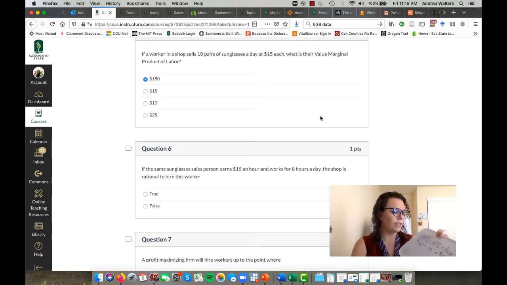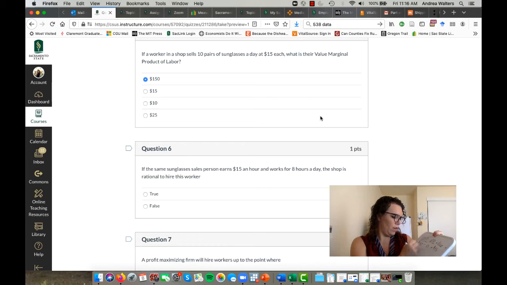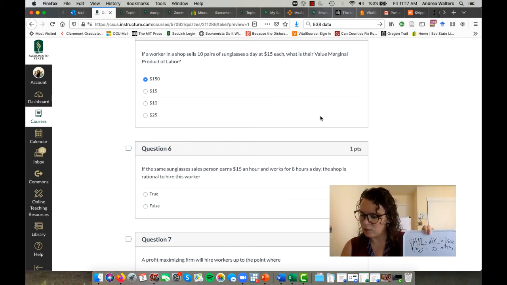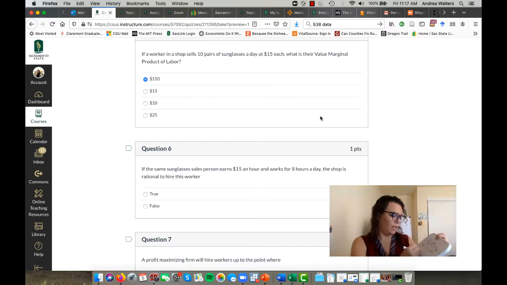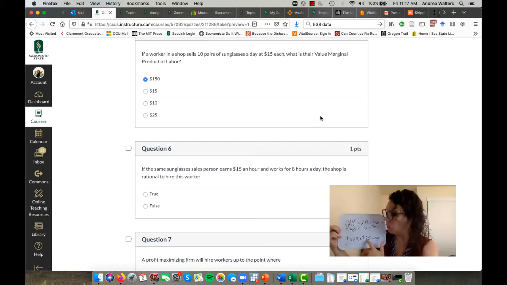So what we need to do now is compare that $150 of marginal product to the cost of having that worker there. If it's $15 an hour times 8 hours, then the worker costs 8 times 15, or $120 in wages to keep them there. And so think about it. If you were the firm, would you be willing to spend $120 in wages to get $150 in value marginal product, or in sales?